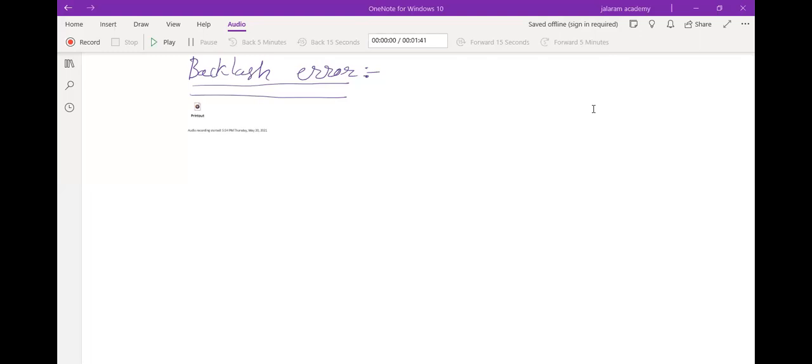Error is error because we cannot use it properly, so we have to give the proper meaning of this error. Is that clear to you? Yes, sir. Sometimes it slides over the threads and sometimes it stops suddenly and we have to apply more force to rotate it. So this is the error. Any other doubt?